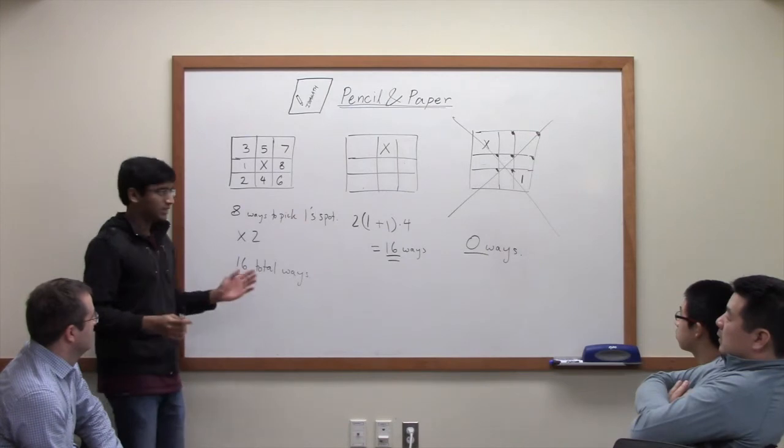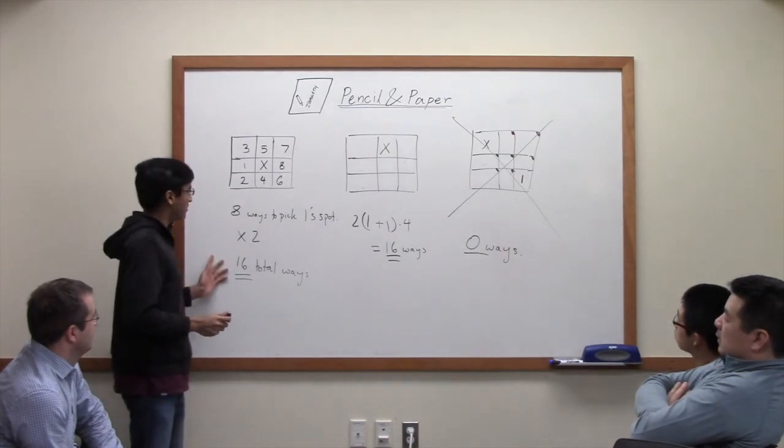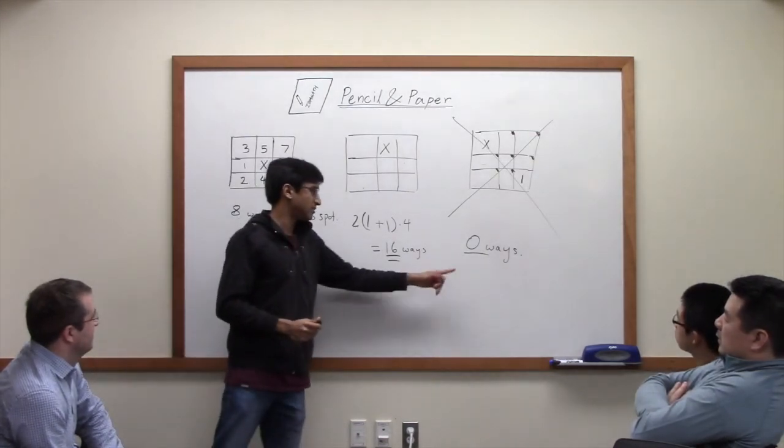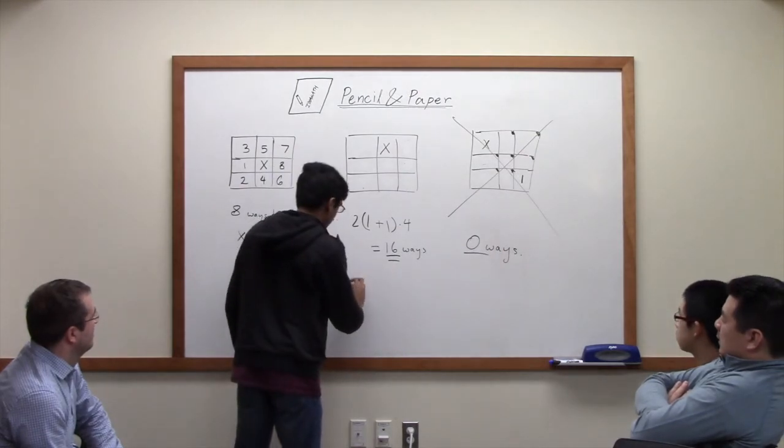So we've looked through every single case now, and if we add up our numbers, we get 16 plus 16 plus 0, which gives us a final answer of 32.